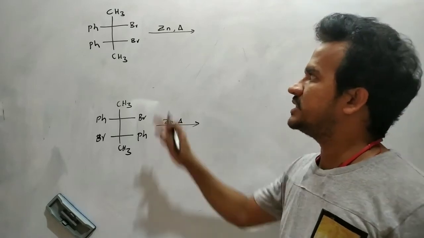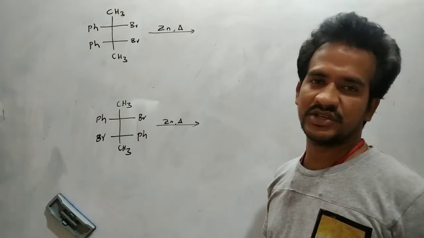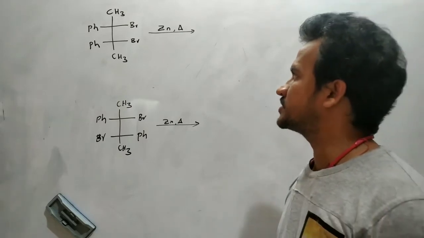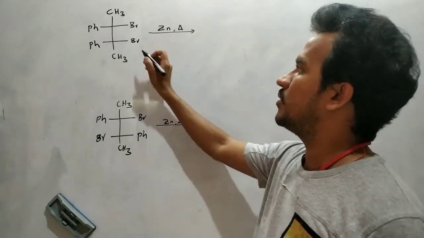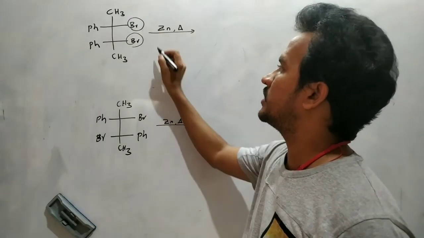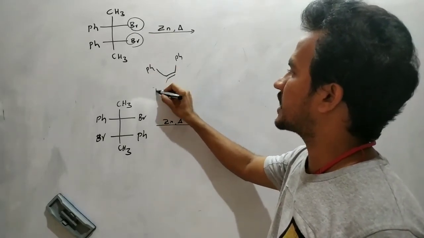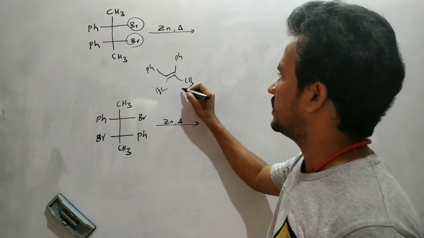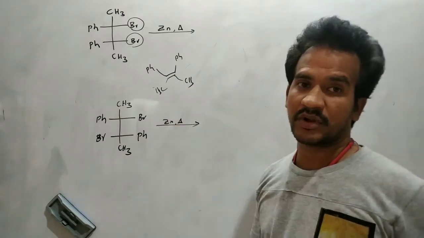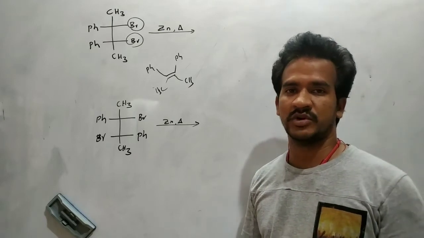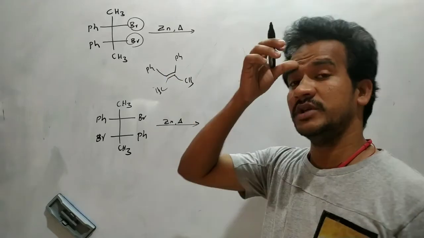Now here, it is a dehalogenation reaction by heating with zinc. So it is an anti-elimination reaction. E2 reactions are anti-elimination reactions. Now here, what is the major product in this reaction? By removal of this bromine and this bromine, we can get either the cis isomer or the trans isomer. In this reaction, which is formed majorly? That depends on the stereochemistry of the reactant.